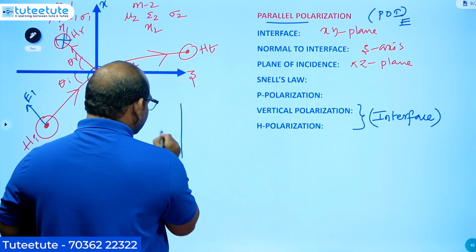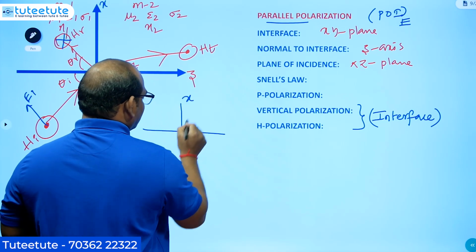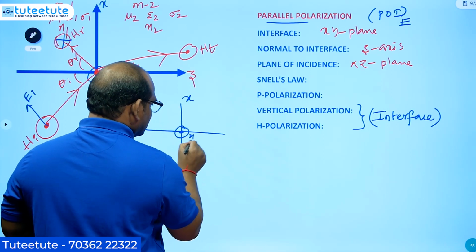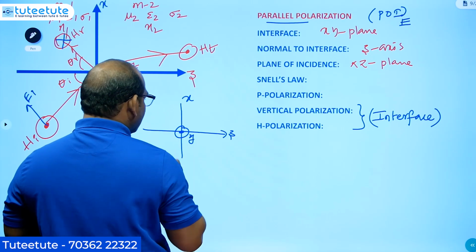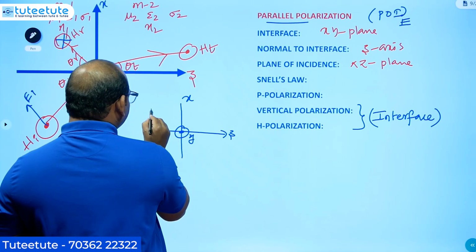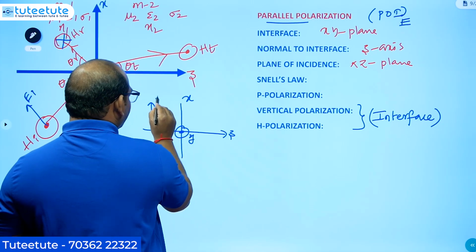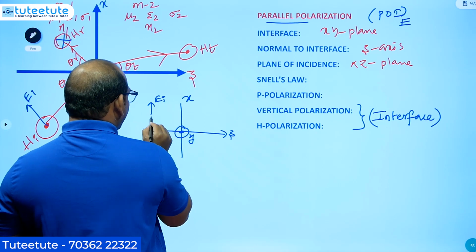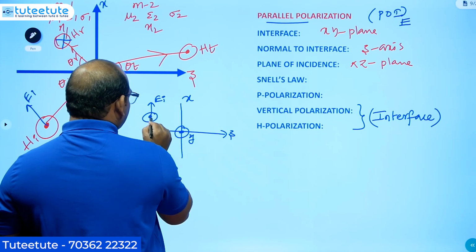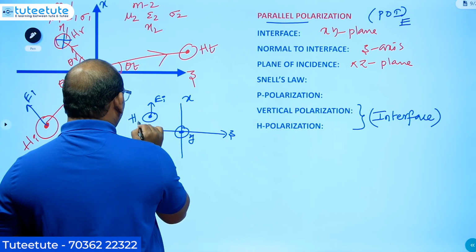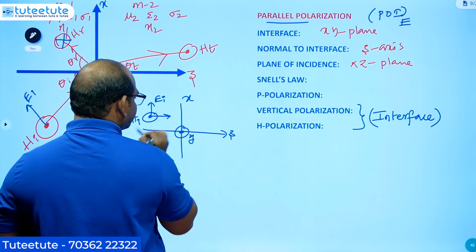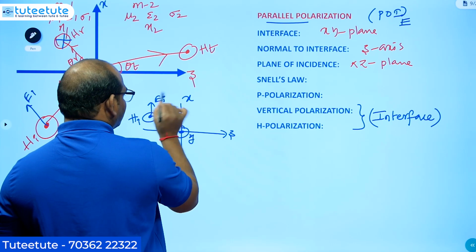For example, in the case of normal incidence, listen carefully: same interface, same normal. Normal incidence means, for example, this is the electric field orientation, E i, this is H i, and this is the direction of propagation. This is about the incident wave.